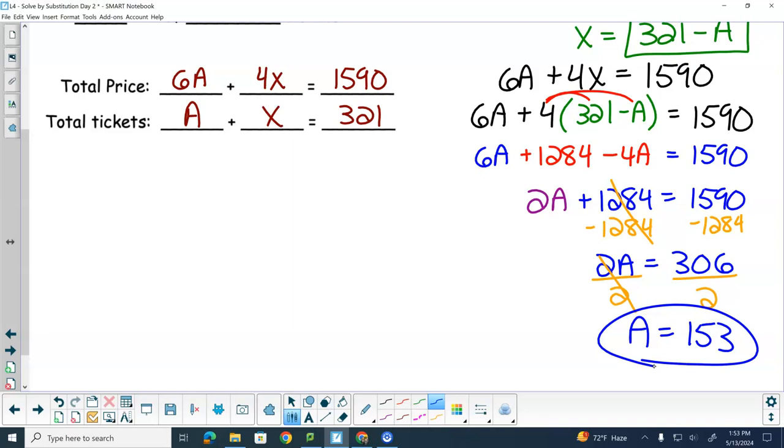Tom, what are we going to do next? We only got a. We have to do the same thing for x. So how are we going to find x? Step number 4, substitute. Where am I going to put it? In which equation, the top one or the bottom one? We're going to put it in the bottom one. So this now is 153.